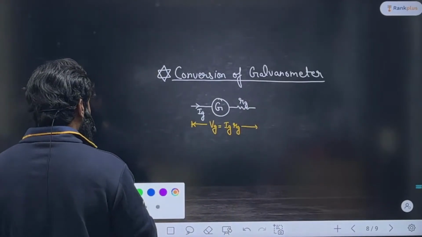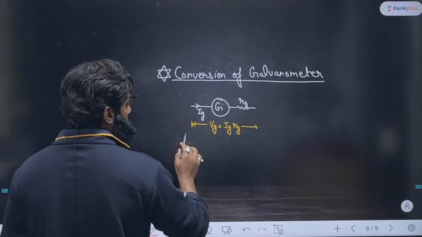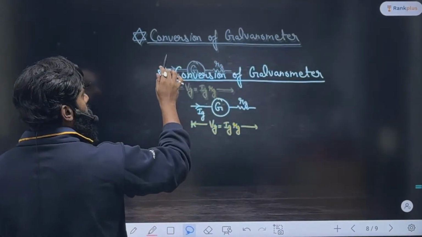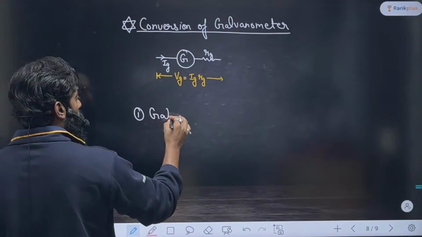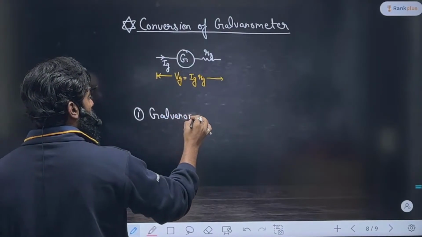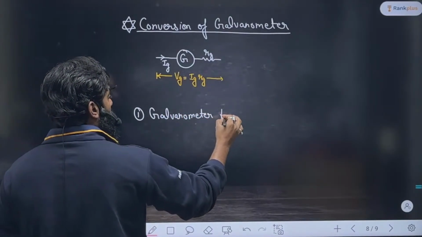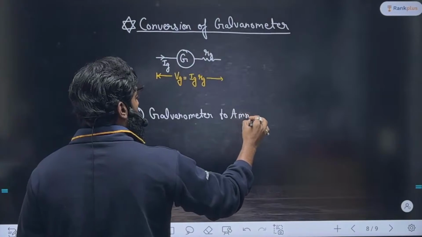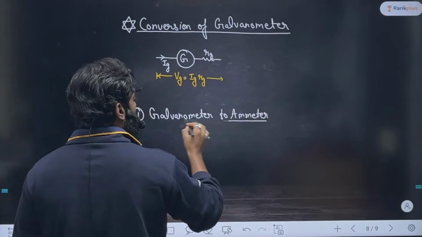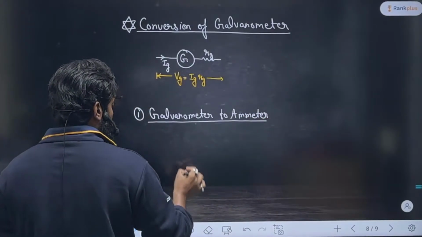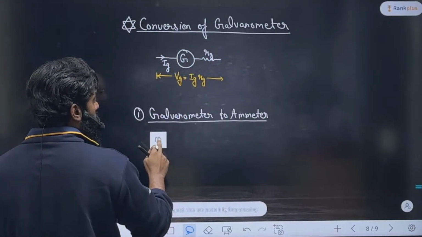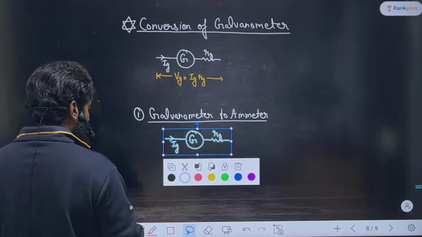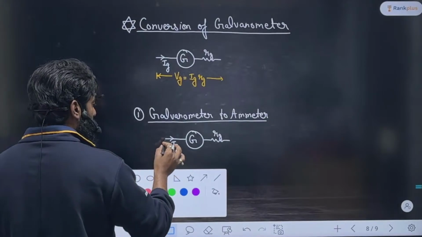Okay, now if I need to change this galvanometer into an ammeter, what can I do? Galvanometer to ammeter, I have to connect a shunt wire with it.